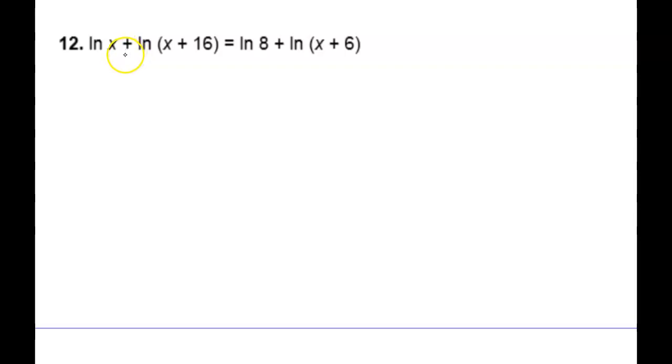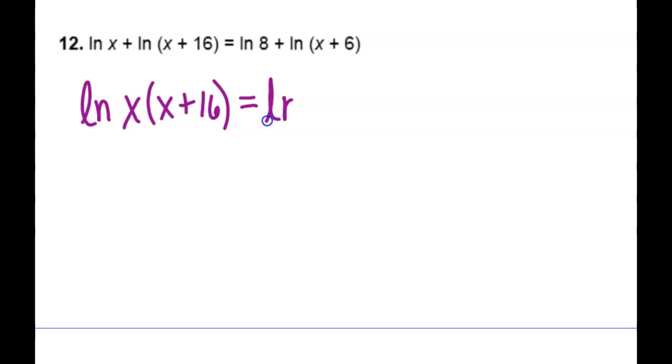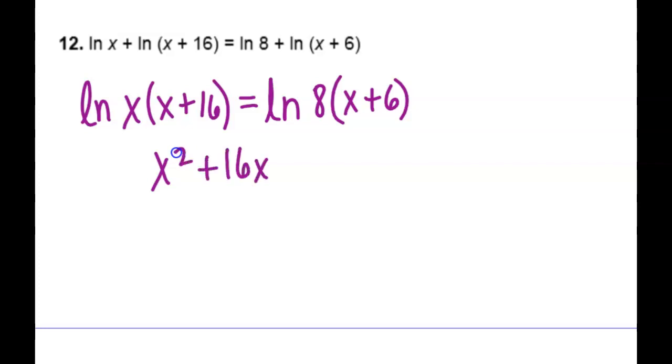What does plus mean? So this is an x times an x plus 16. On the other side, he also had a plus, so that means 8 times x plus 6. Now what? Since we have 1 log equal to 1 log, we can just get rid of the logs. Can I distribute as I go, guys? X squared plus 16x. And over here, when I get rid of the log and distribute, I'd have an 8x plus 48.